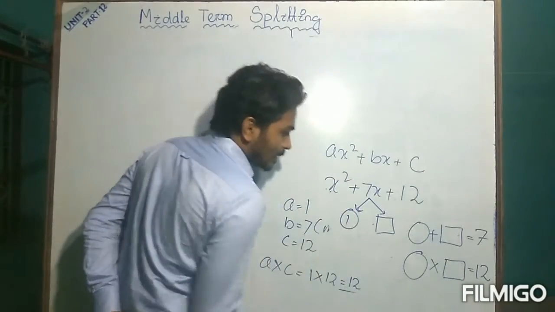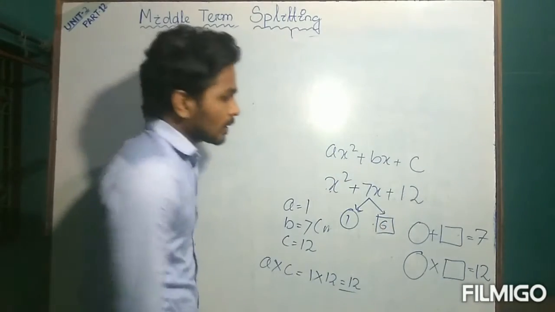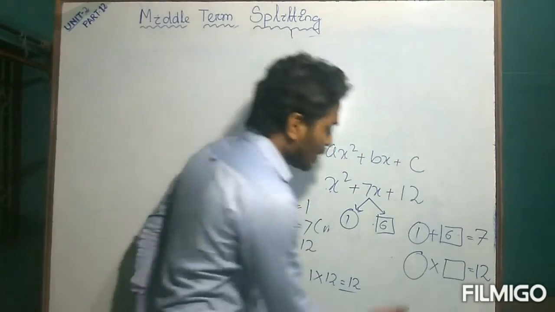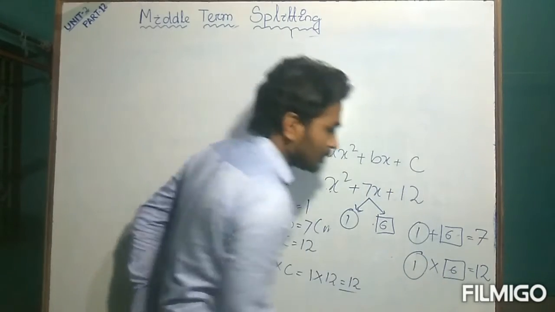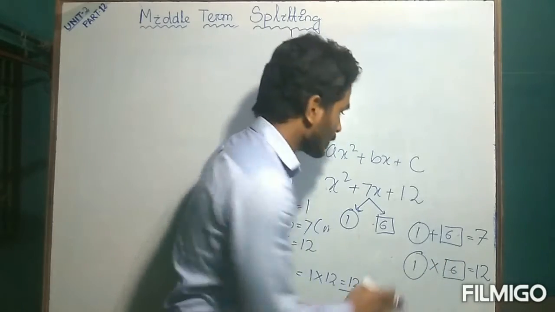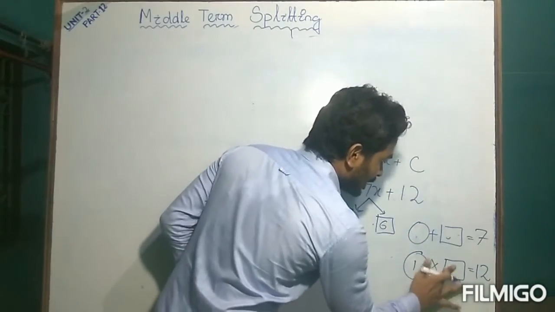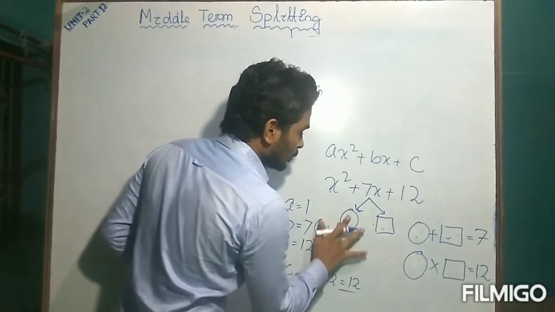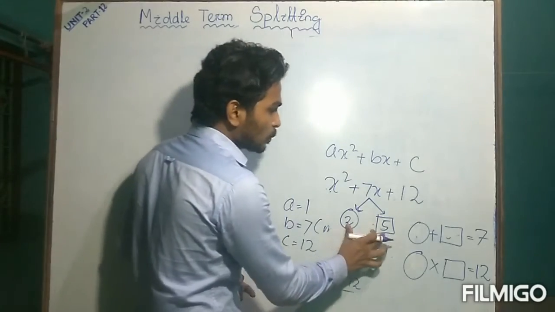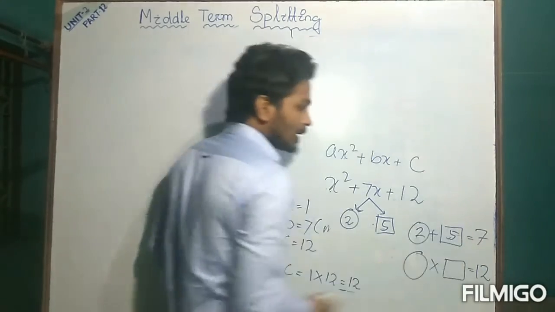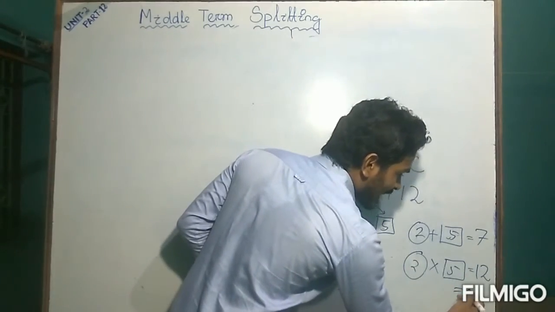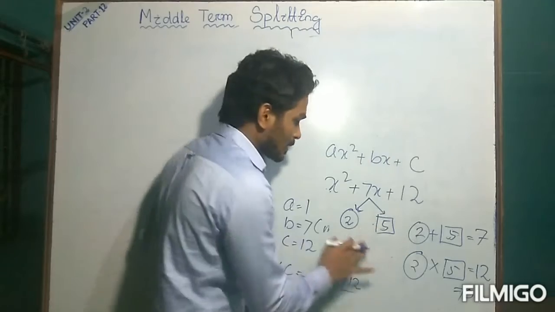Suppose I take 1 and 6. If I write 1 and 6 here, then 1 plus 6 is 7, it is correct. But if I multiply them, does it give 12? No, 1 into 6 is 6. So it is impossible. Okay. Now we can take 2 here, 5 here, because 2 plus 5 is 7. And 2 into 5, is it 12? No, it is 10. So it is also impossible.